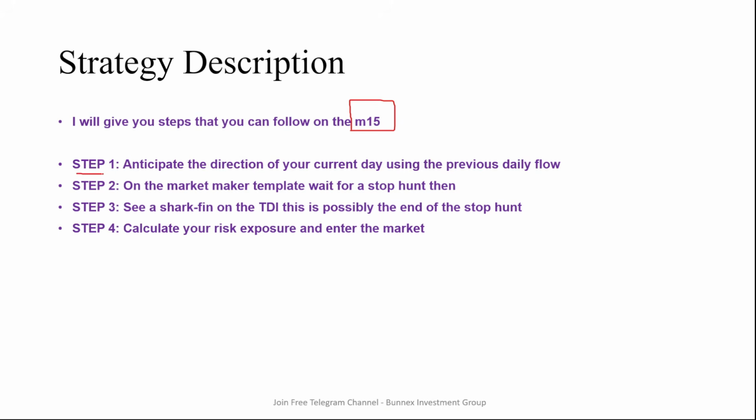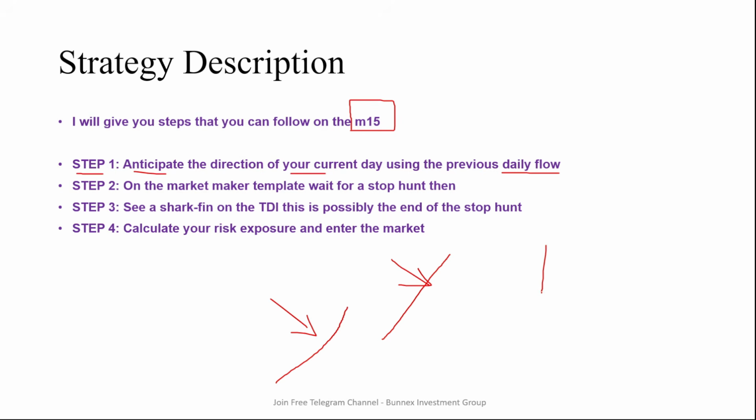So step one is basically to anticipate the direction of your current day using the previous daily flow, right? We are saying if Tuesday was a rise, we expect Wednesday to be a rise as well. Within that expectation, on Wednesday, we are expecting to get buys, right? On the market maker template, wait for a stop hunt, then, right?